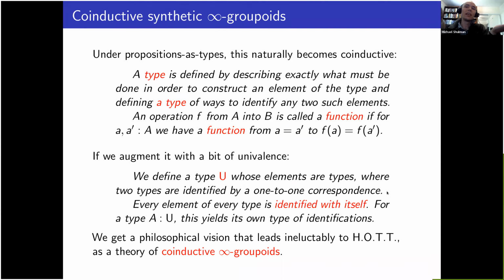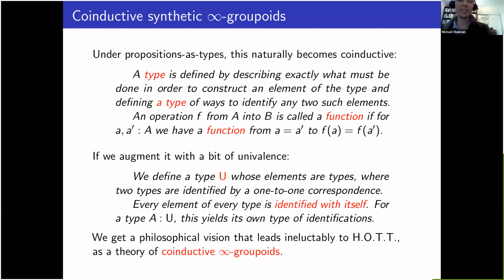We have to say what the identities in the universe are, and it's at least reasonable to say that they should be one-to-one correspondences. And then we say that every element of every type is identified with itself by reflexivity, and that gives us the type of identifications as the underlying correspondence of refl, and that automatically gives us all the higher fibrancy structure. Because remember, we have one-to-one correspondences in identity types, which give us singleton contractibility, which gives us all the higher structure, and J, and so on and so forth.